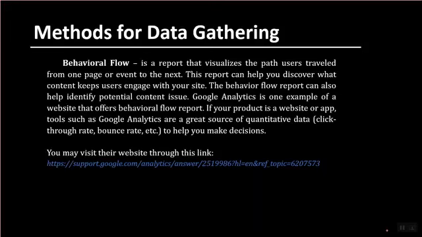Google Analytics is one example of a website that offers a behavioral flow report. If your product is a website or app, tools such as Google Analytics are a great source of quantitative data. We count the number of clicks, click-through rate, bounce rate, etc., to help you make decisions. You can visit their website using this link, and try to search or read their articles about Google Analytics and how it works.